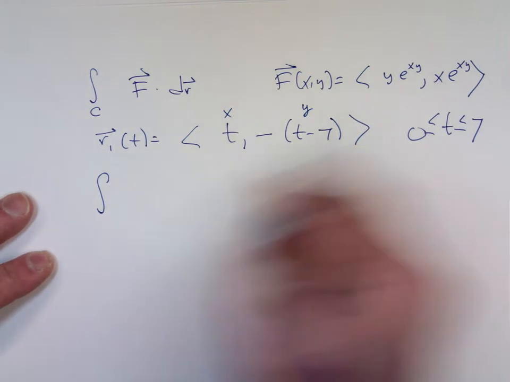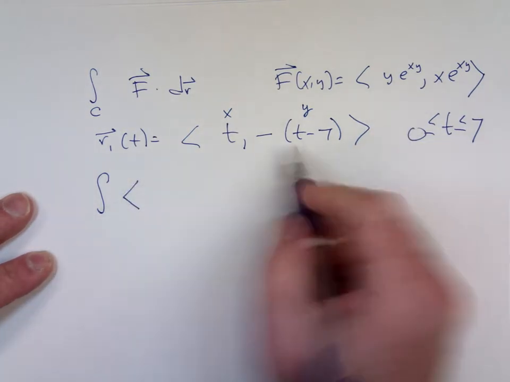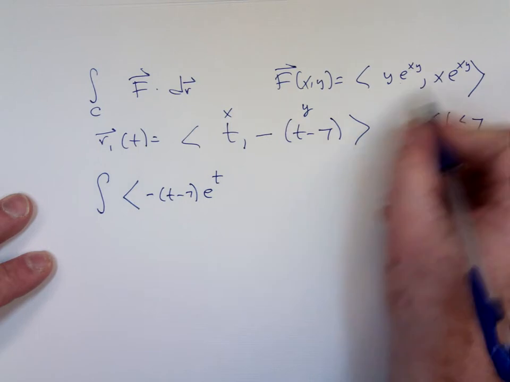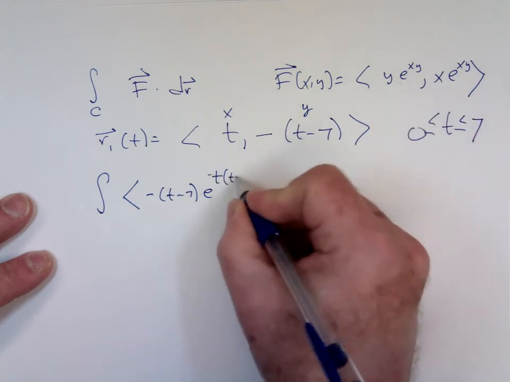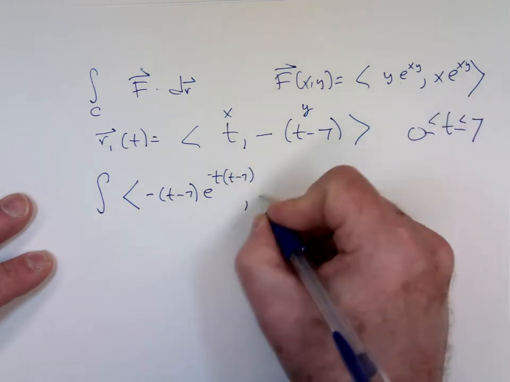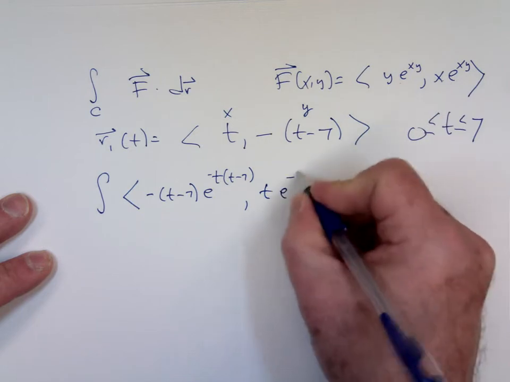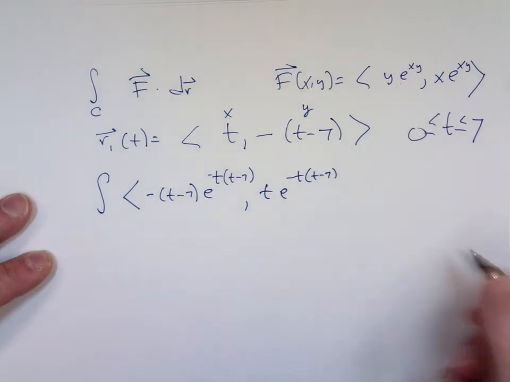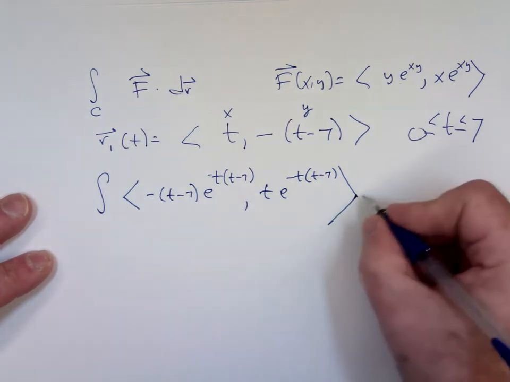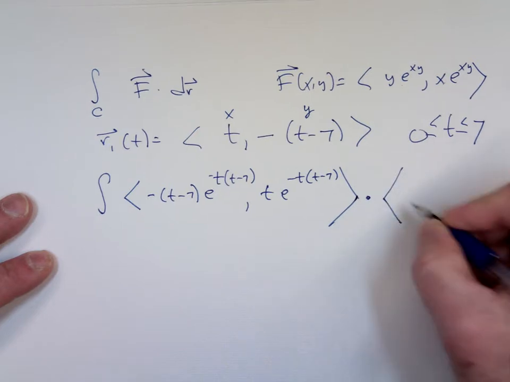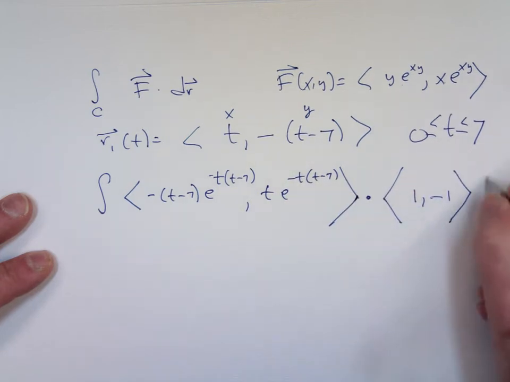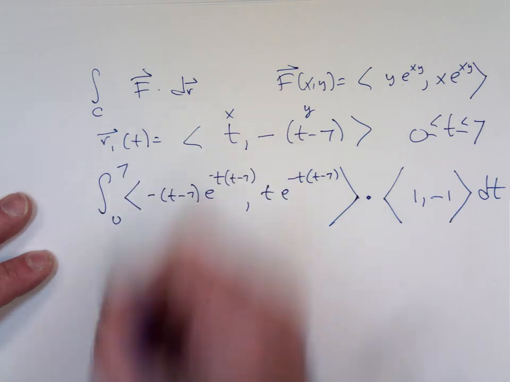The field then is y e to the xy. Oh boy, this is not looking nice. x e to the xy. That's a parameterization of the field in terms of t. Dot r prime, 1, negative 1, dt. And t is going from 0 to 7. That's how you would do that.